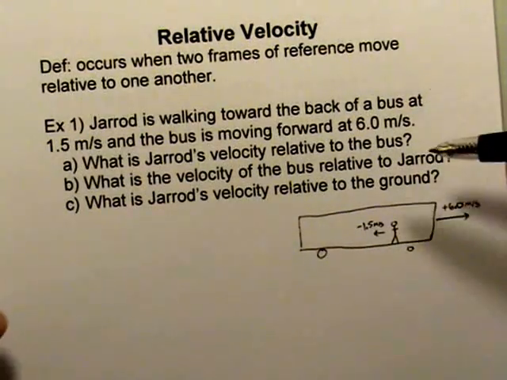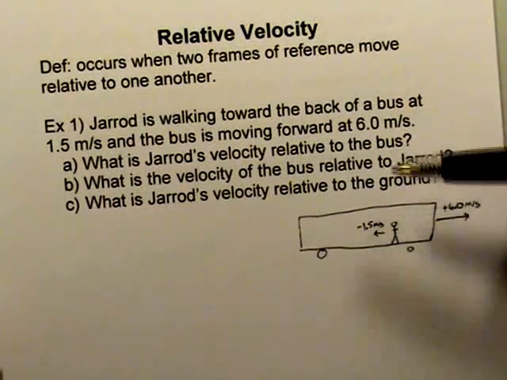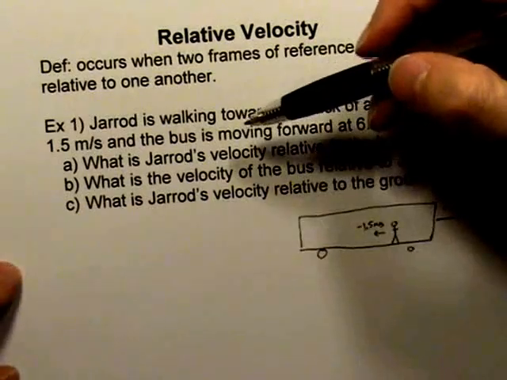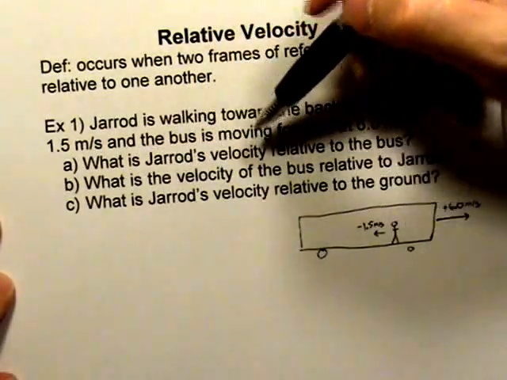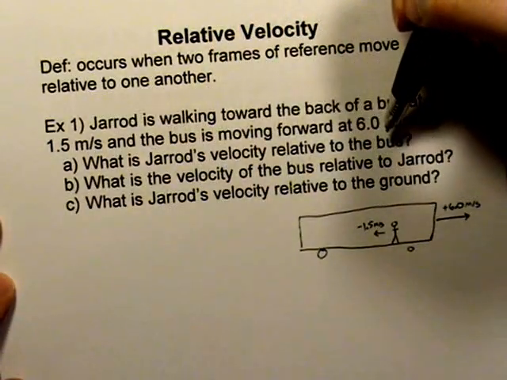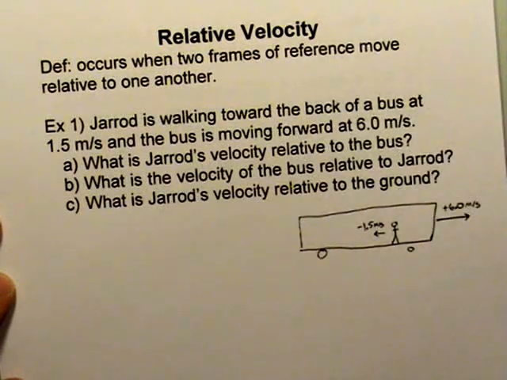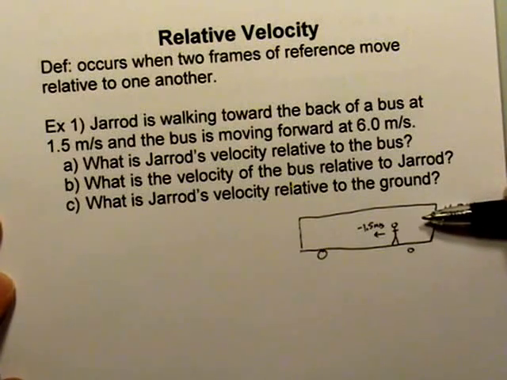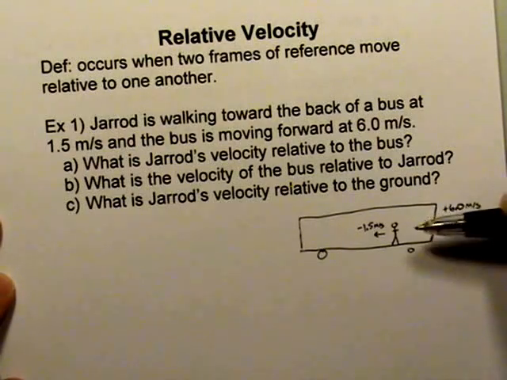Okay, so let me walk you through the process of how you think about what frame of reference you are measuring this thing relative to. When you ask what is Jared's velocity relative to the bus, with the bus frame of reference, this 6 meters per second is essentially irrelevant. We don't need to consider that 6 meters per second because we're only looking in the frame of reference of the bus.